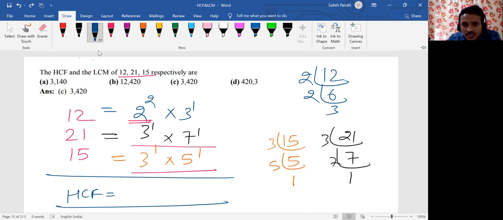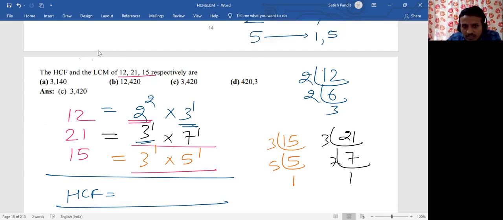Next, let us check 3. 3 is here also, 3 is here also, and 3 is here also. So we'll write 3. And what is the smallest power? What is the lowest power of 3? 1. So the HCF is 3. 3 to the power 1 is nothing but 3. And the answer they've given is 3. So HCF is 3.